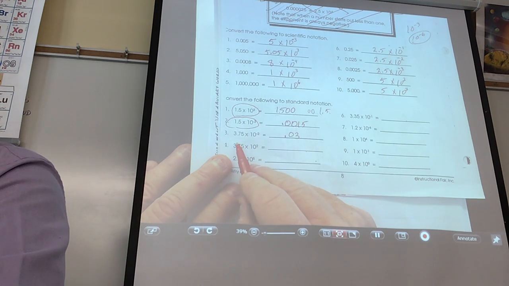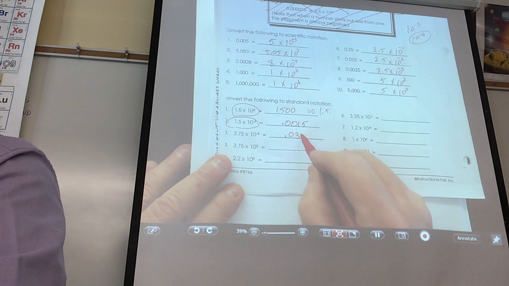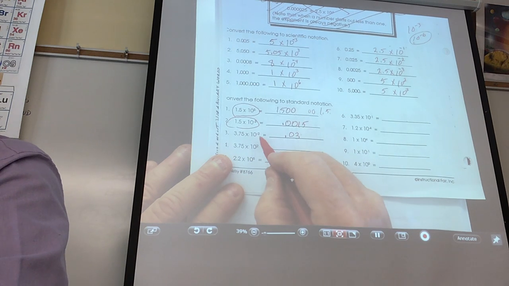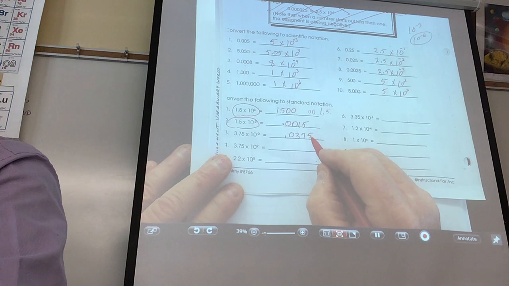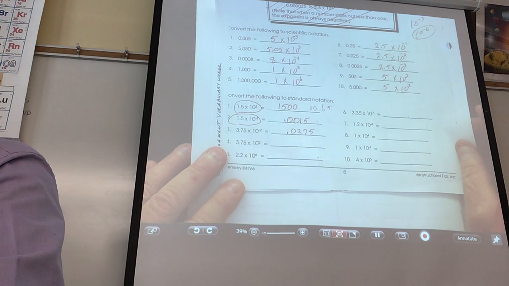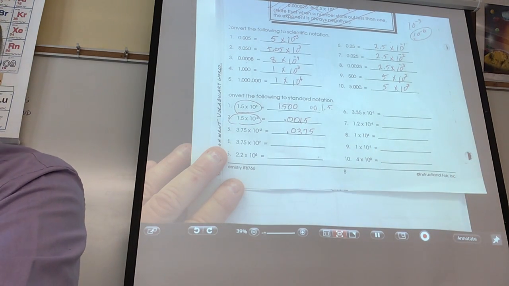Which one? I thought you were doing number 3. Oh, wait. Yeah, point 035. Oh, what happened to the 7? Are you doing this one? 3.75 times? Okay, so if you move it 2 places, you get 0.075, don't you? Yes. Was he doing a different one? Okay, let's go, Ethan.